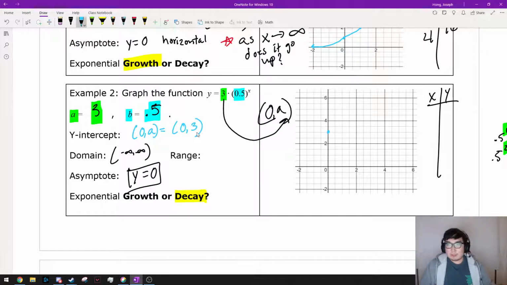And actually my graph is going to look something very similar to this. So my range is still y is greater than 0, or 0 to infinity. I just wanted to redeem myself before I give you wrong information. Nice.